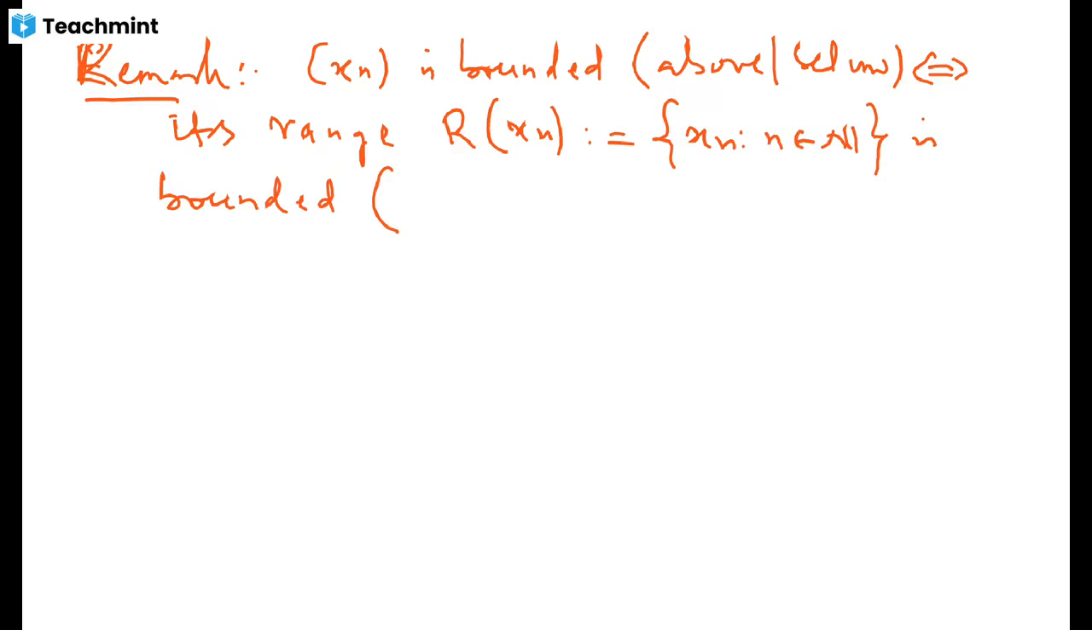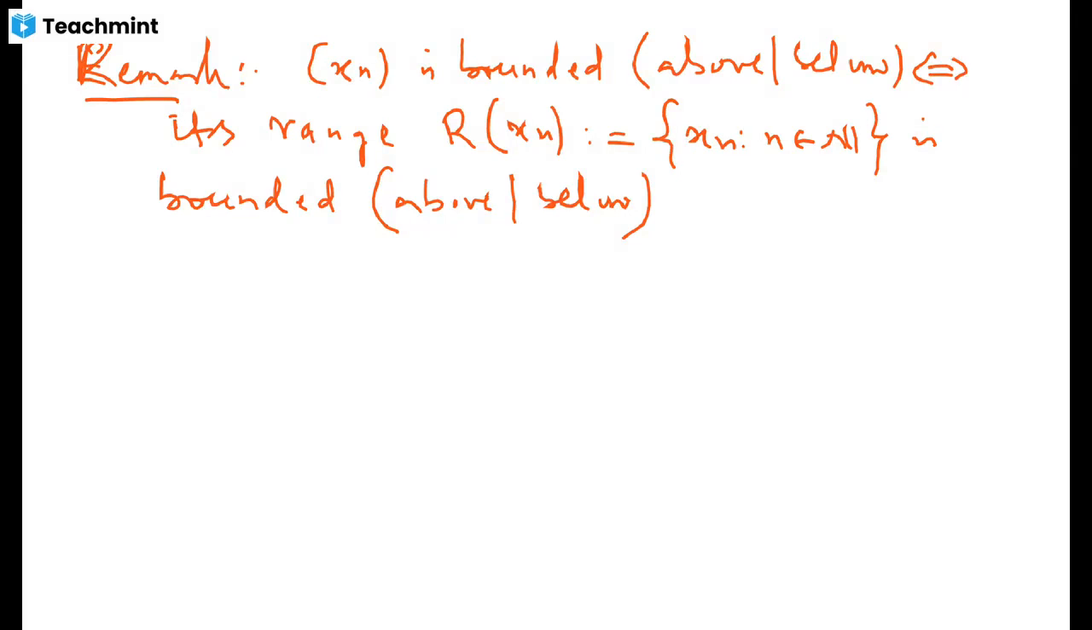If the range is bounded from above, the sequence will be bounded from above, and bounded from below if the range set is bounded from below. It is very easy to verify. It's very easy to see. It follows from the definition. And now you have the concept of boundedness of a sequence, which is equivalent to the boundedness of its range.